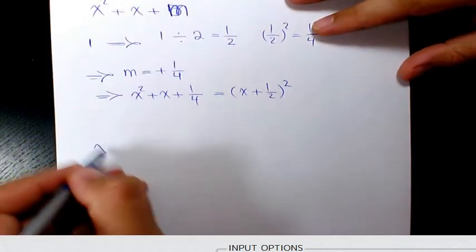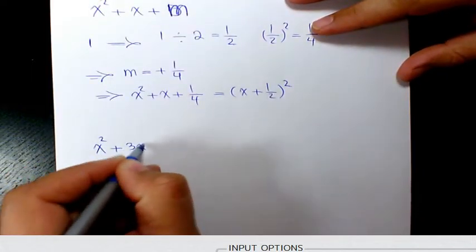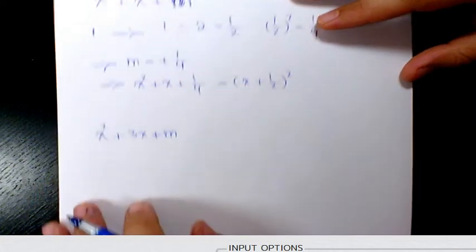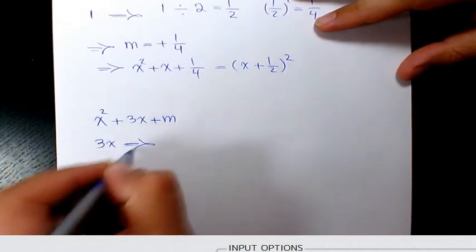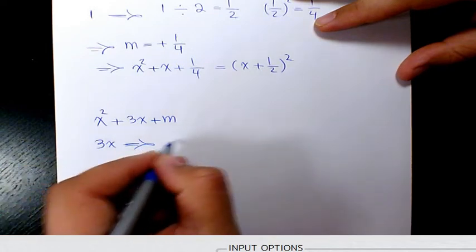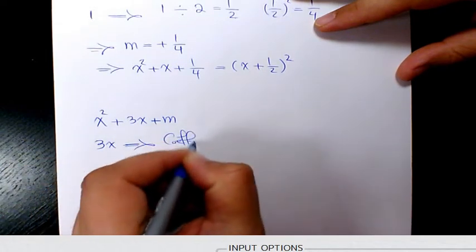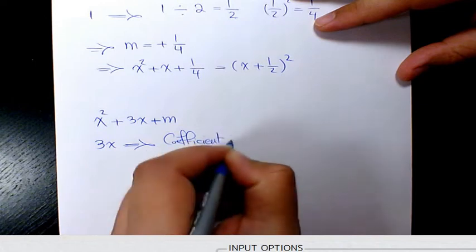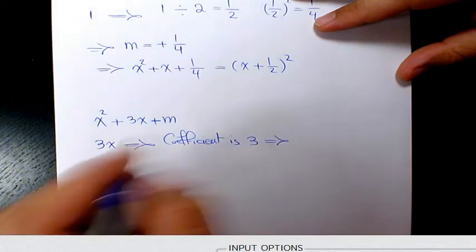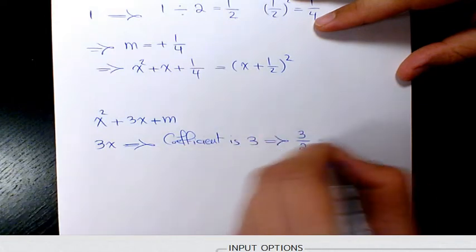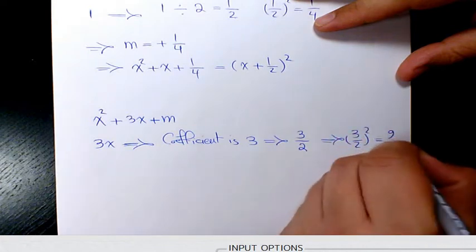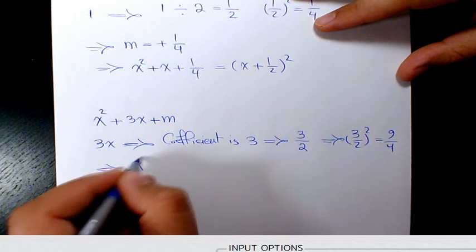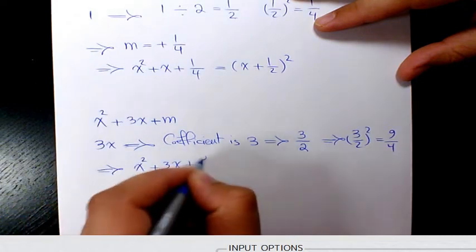Next example, x squared plus 3x plus m. Again, we are looking for a perfect square. So the middle term is 3x, the coefficient is 3. Then 3 divided by 2, and (3 divided by 2) squared is going to be 9 over 4. Therefore, we have x squared plus 3x plus 9 over 4.